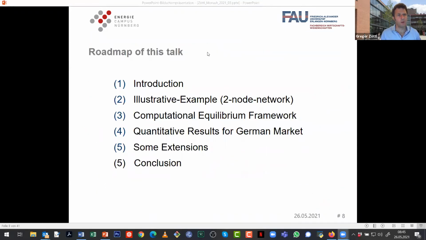So, roadmap of this talk: we are done with the introduction mainly. Before I present the computational equilibrium framework, I will not have too many formulas for this presentation today, as I was told it's rather a policy-oriented seminar. I will first give you the main ideas of what happens in this zonal system, with a very simple two-node illustrative example to see some of the trade-offs, which will show later on in the fully calibrated model. Then I come with the framework, the calibration and the results, and finally the extensions of those two other papers.